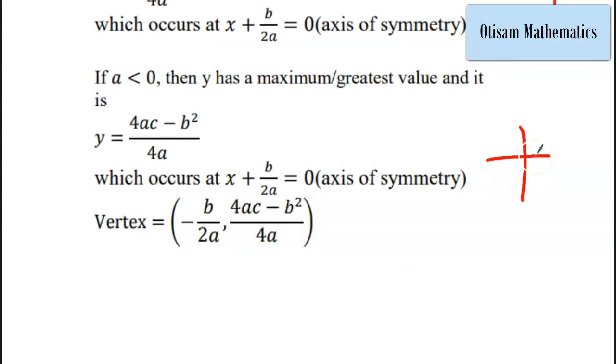For example, if you have this, so assume that this is the minimum, the value of x that occurs is the axis of symmetry. The axis of symmetry, that's minus b on 2a, and then this will be the maximum or the minimum depending on the value of a.